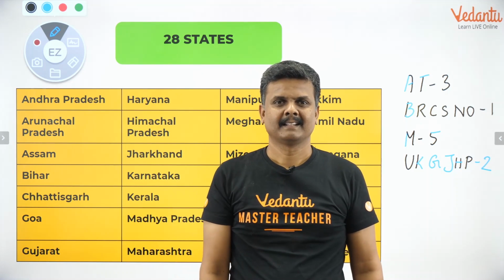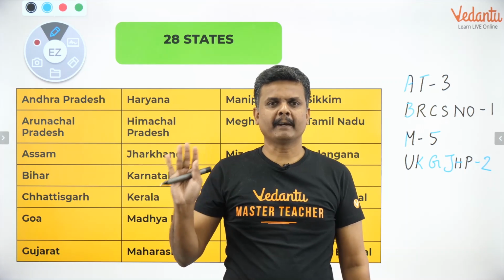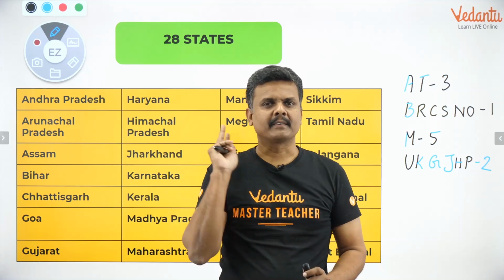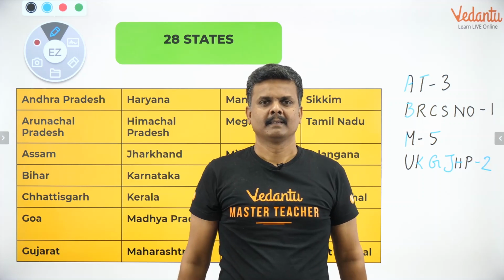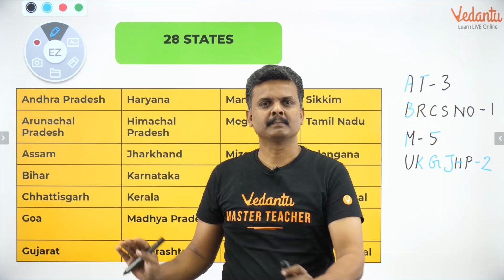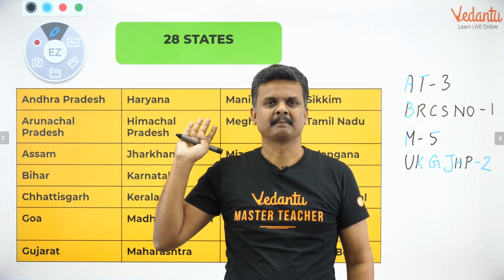Twice. I repeat, all the 3 brands of carrots are number 1 quality. Mother bought 5 for her UKG kid from Jahinpur, JHP. Twice. That's it. A3 T3 BR CSNO1, M5 UKG JHP2. Simple. Now you know what alphabet, how many states are there.